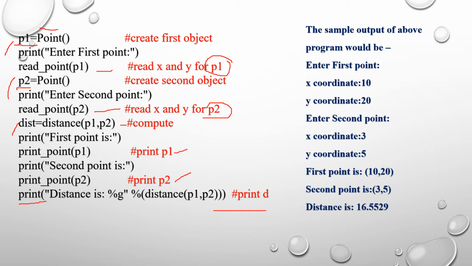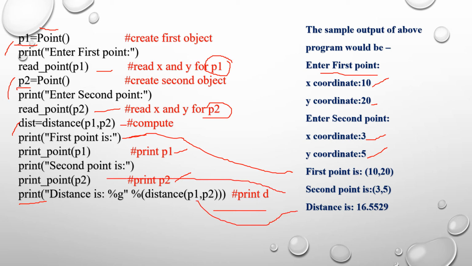So if you run this code in the Python interpreter, the output would be, first the Python interpreter will ask to enter the first point. So we have to enter the first point. Let's assume the x coordinate is 10 and the y coordinate is 20, and again the Python interpreter will ask for the second point. So for the x coordinate I enter 3 and for the y coordinate I enter 5. The Python interpreter will display the first point, this is the print statement. The first point is 10, 20. My second point is 3, 5, and this is the distance.